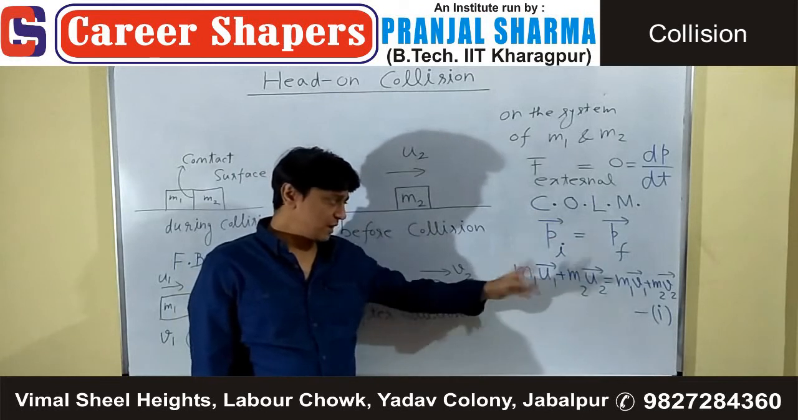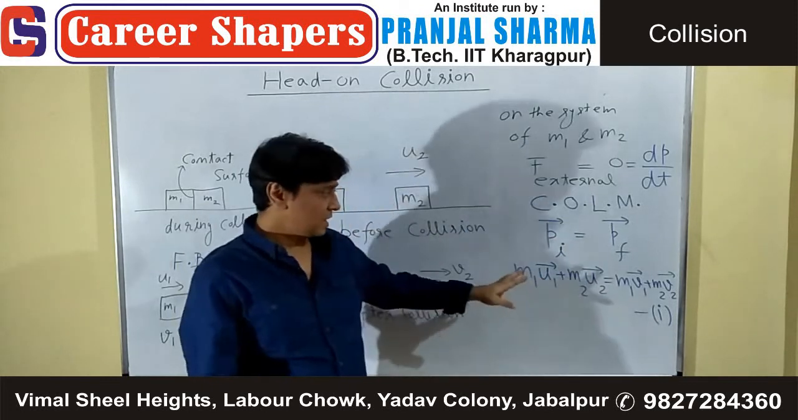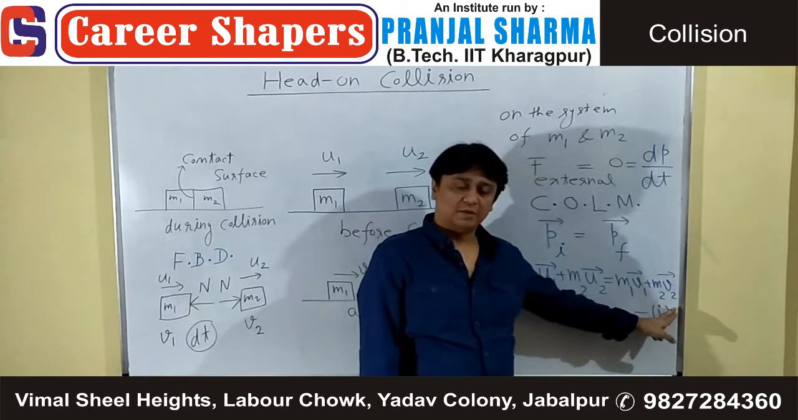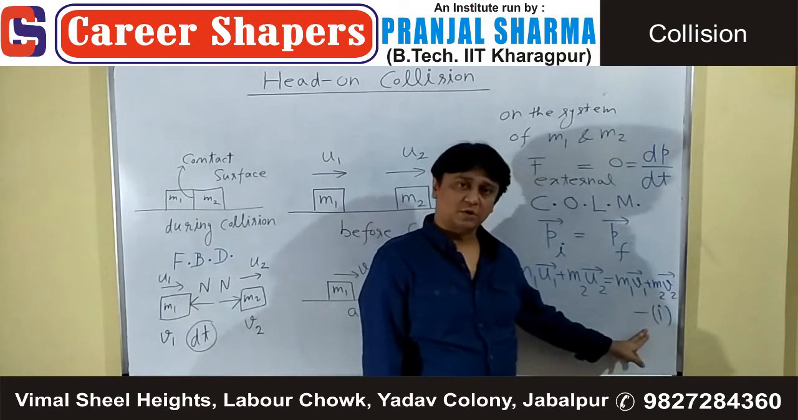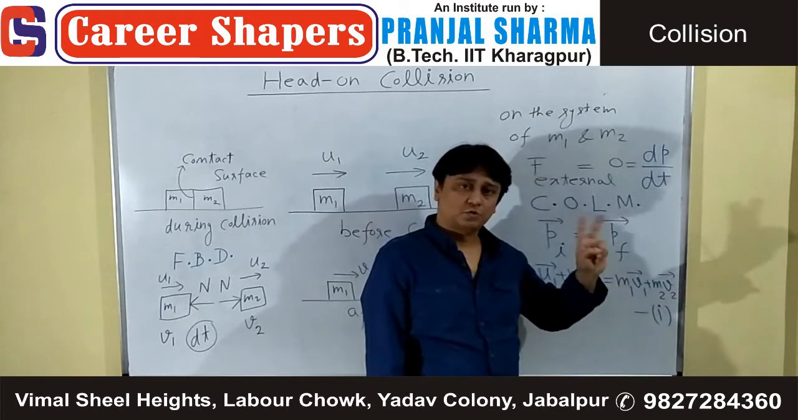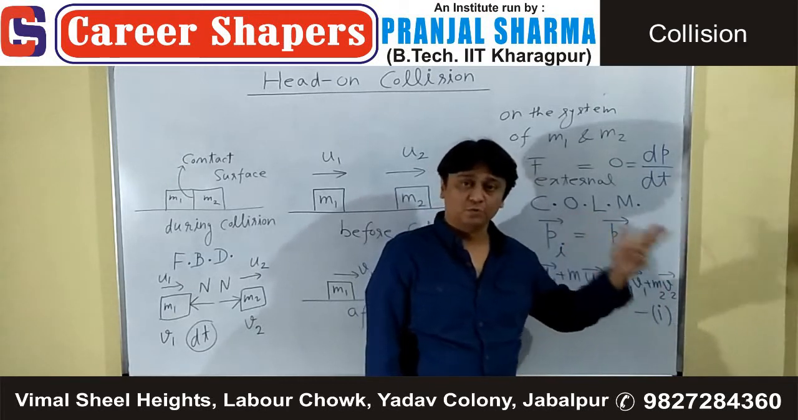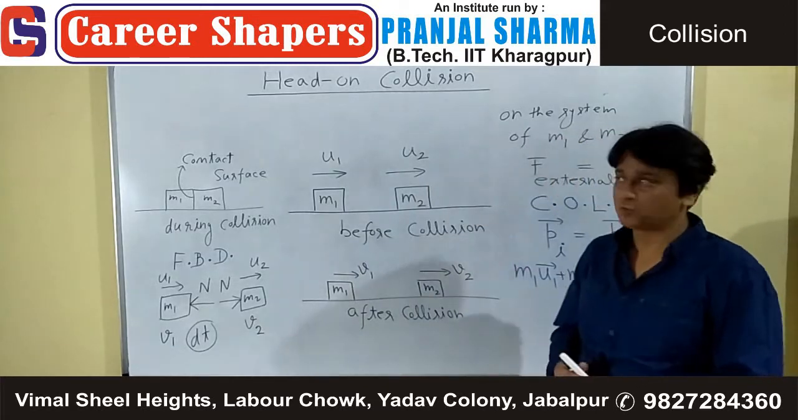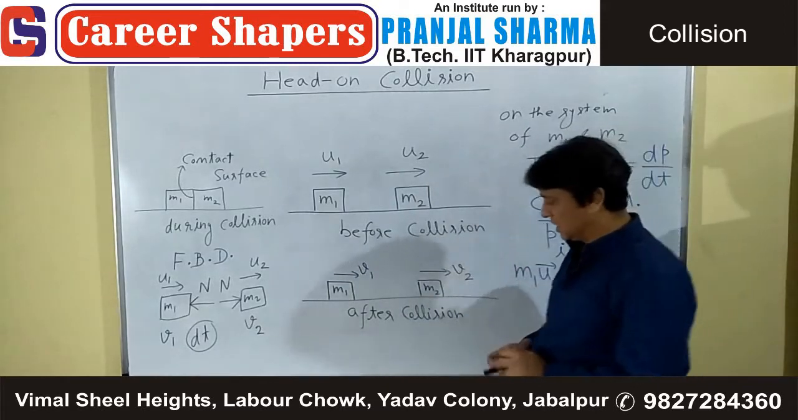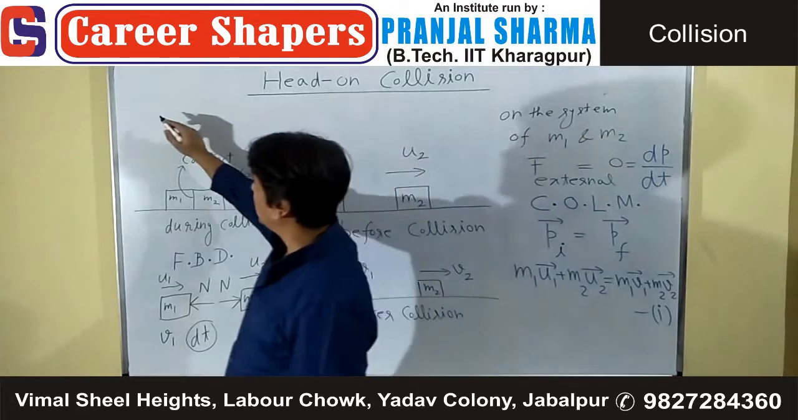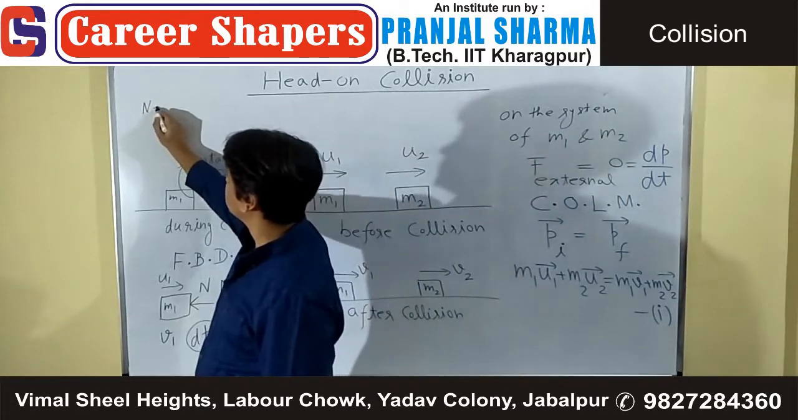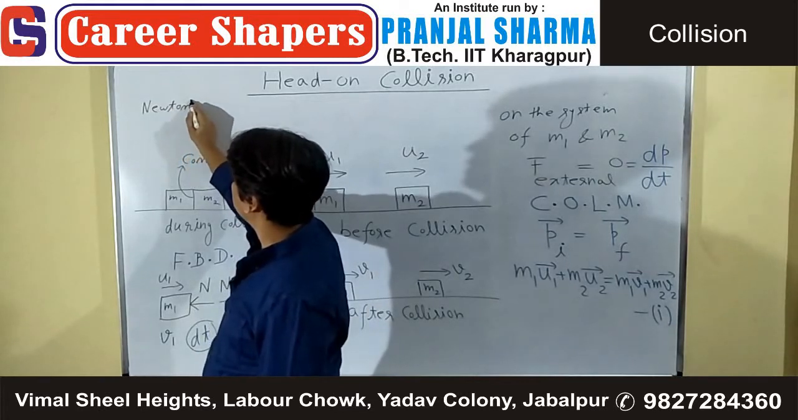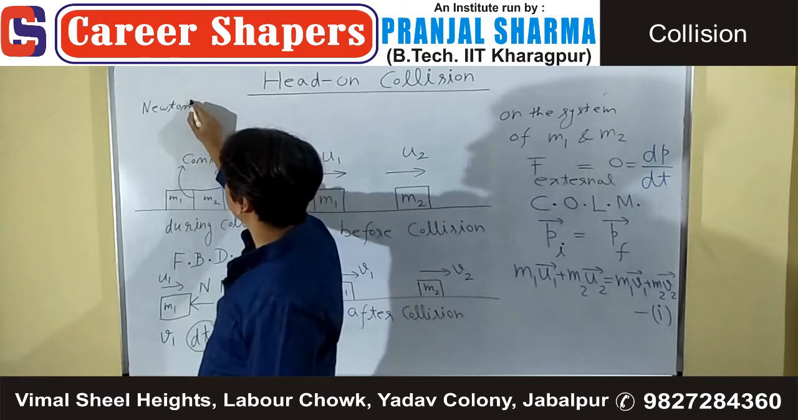But if you look at this equation, there are two unknowns, V1 and V2, and this is a single equation. And you know that for two unknowns, you must have two separate equations. And this second equation comes from Newton again. Now what did Newton find? Newton's impact equation.